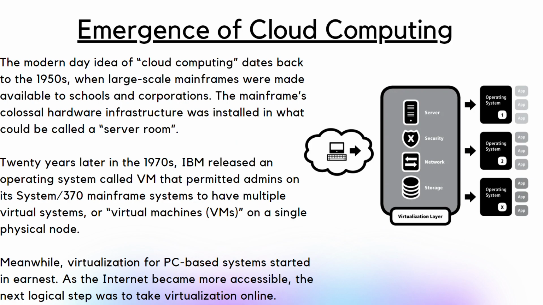Multiple users were able to access the mainframe via dumb terminal stations with the sole function of facilitating access to the mainframes. 20 years later, in the 1970s, IBM released an operating system called VM that permitted admins on its system to have multiple virtual systems or virtual machines on a single physical node.